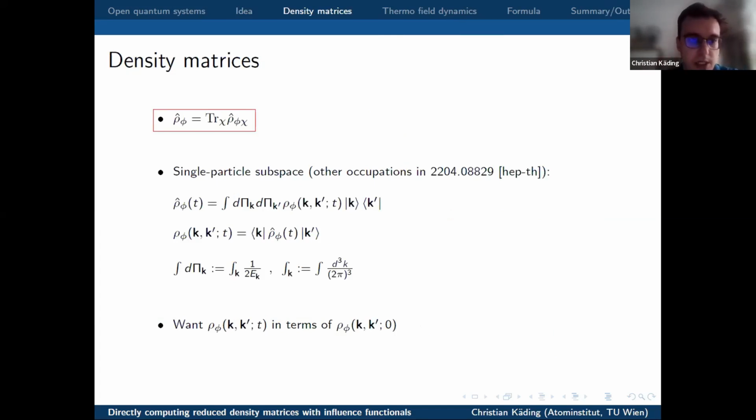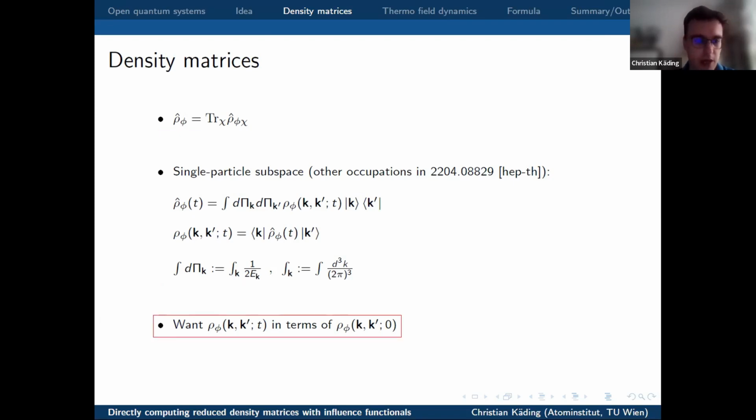Again, we have a density operator as a reduced one for phi. It's just a trace with respect to chi of the full density operator. And I restrict myself now to the single particle subspace. So I say that the only density matrix that is contributing to my density operator is the one that describes the single particle in a momentum superposition. Other occupations are actually to be found in my paper. And as usual, the density matrix is defined in this way. And I introduce some shorthand notations for the integrals.